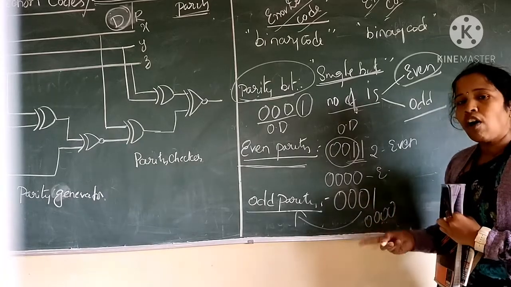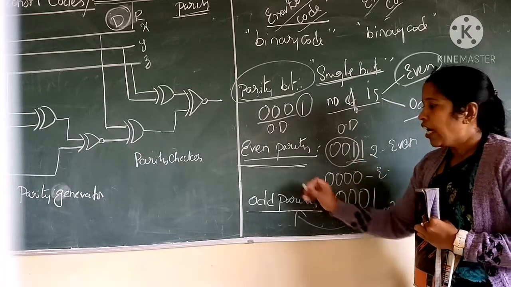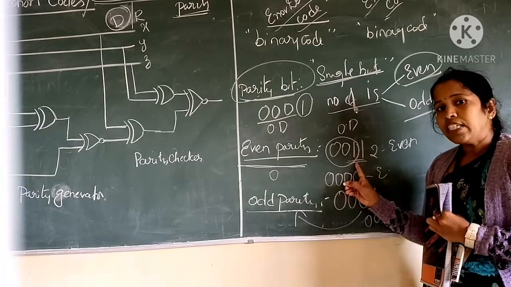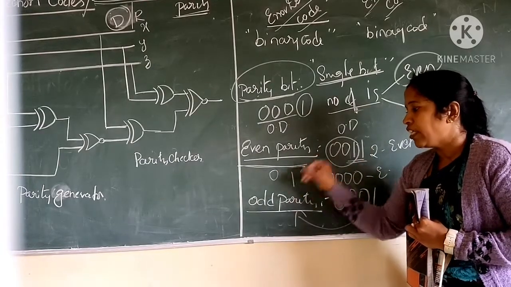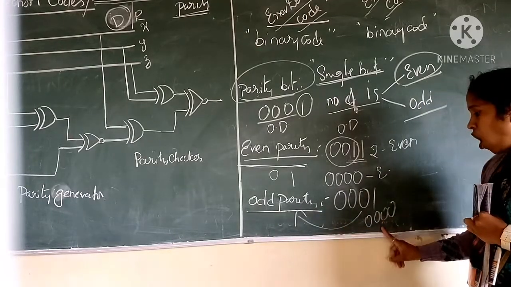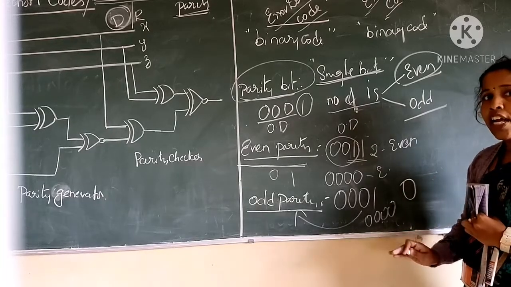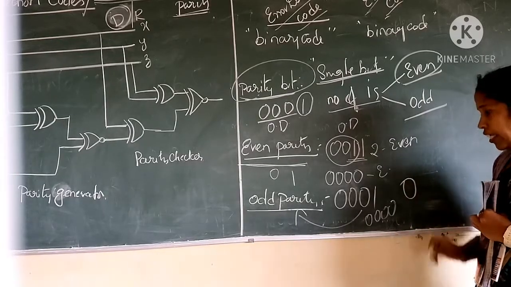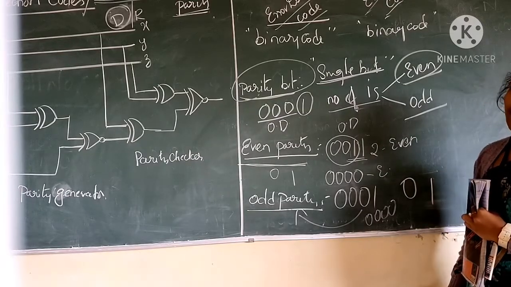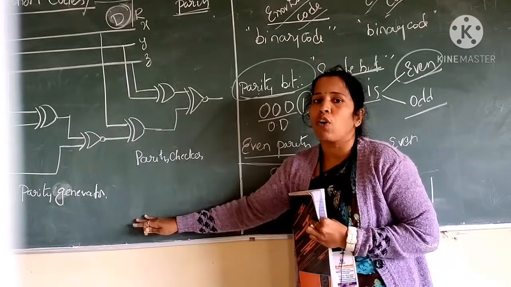In case of even parity, if an even number of ones are there, then it will be true, indicated by 0. If an odd number of ones are there, then it is false, indicated by 1 here. In case of odd parity, if an odd number of ones are there, then it is indicated by 0, no error. If an even number of ones are there, then it is an error, which is represented by binary 1.